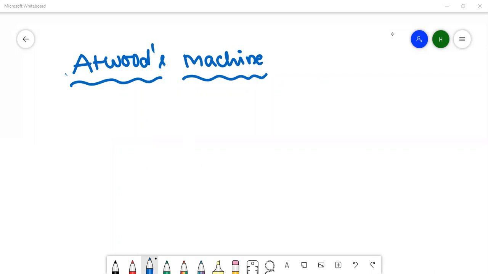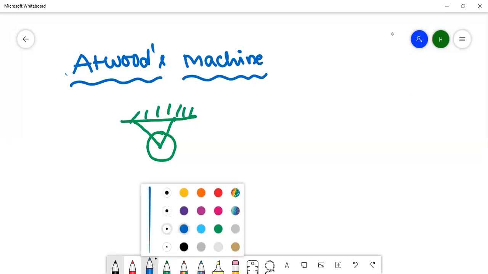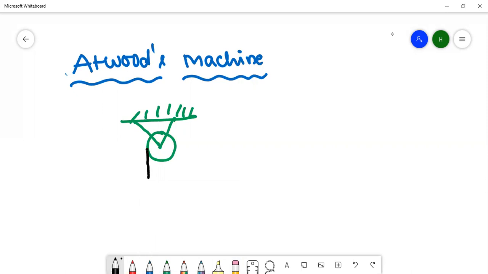Today I'm going to discuss one of the important topics in mechanics, that is Atwood's machine. So here, for Atwood's machine, you can take one pulley. So for this pulley, this is the ceiling. For this, two blocks are connected. So two blocks of masses you can take M1 and M2. M1 and M2 are connected.